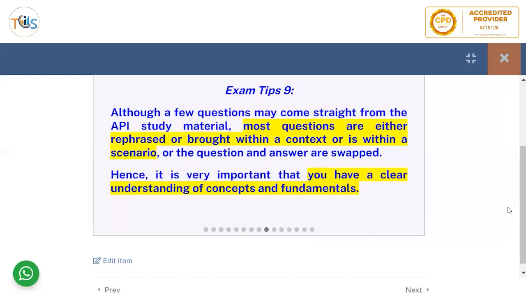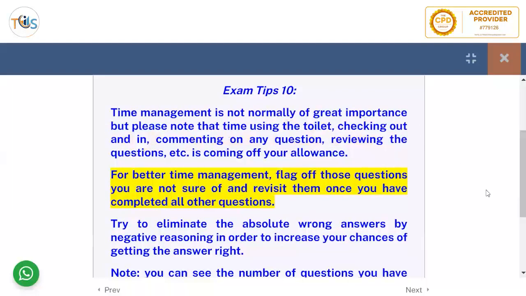Although a few questions may come straight from the API study material, most questions are either rephrased, or brought within a context, or within a scenario, or the question and answer are swapped. Hence, it's very important that you have a clear understanding of concepts and fundamentals.